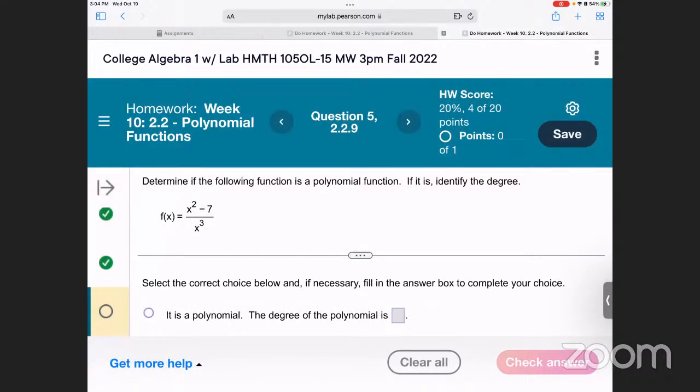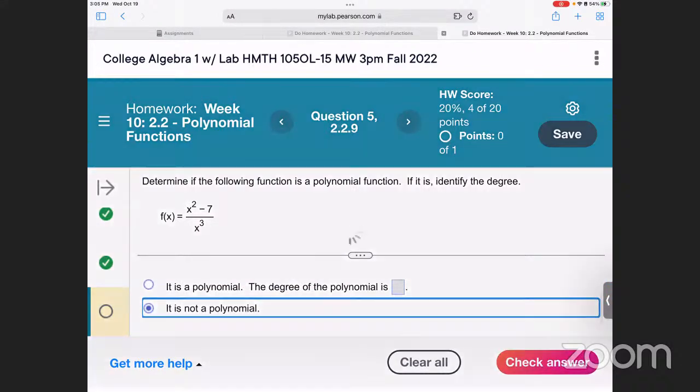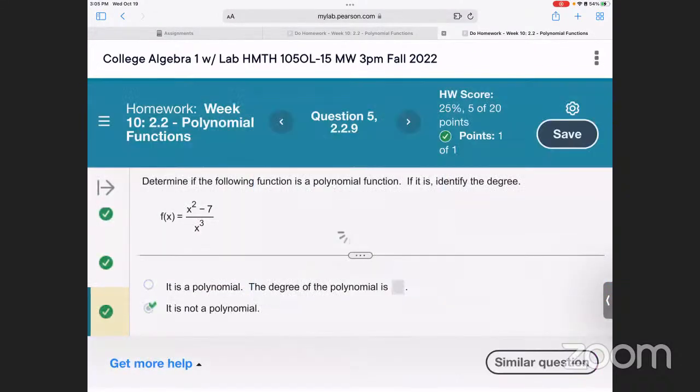We need to rewrite this. If we said x squared divided by x cubed, it finishes with x to the -1, and the other one is going to be 7x to the -3. In either case, we can't have a negative exponent for it to be a polynomial, so this is not a polynomial.